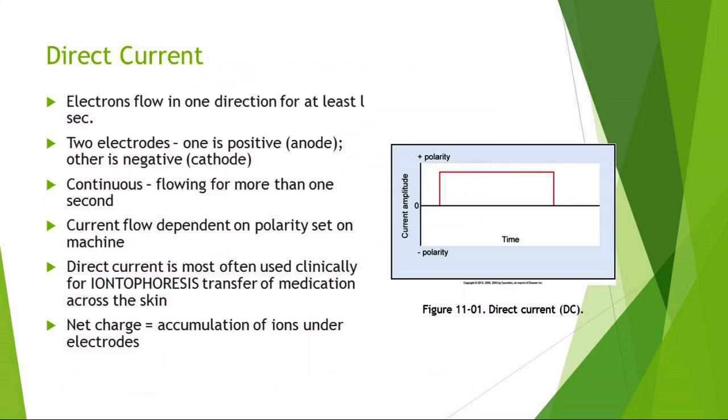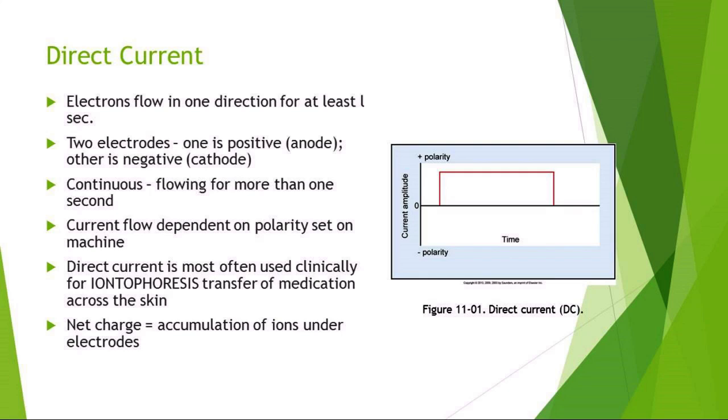So all of the applications that we use in eStim use these three types of waveforms. Okay? So direct current is where it's a continuous unidirectional flow of charged particles. So the electrons flow in one direction for at least 1 second. There are two electrodes. One is positive, the anode. The other is negative, the cathode. It's continuous. It's flowing for more than 1 second. The current flow is dependent on the polarity set on the machine. So that's something that we set. We decide where we want the electrons to go to and from, and we set that on the machine.